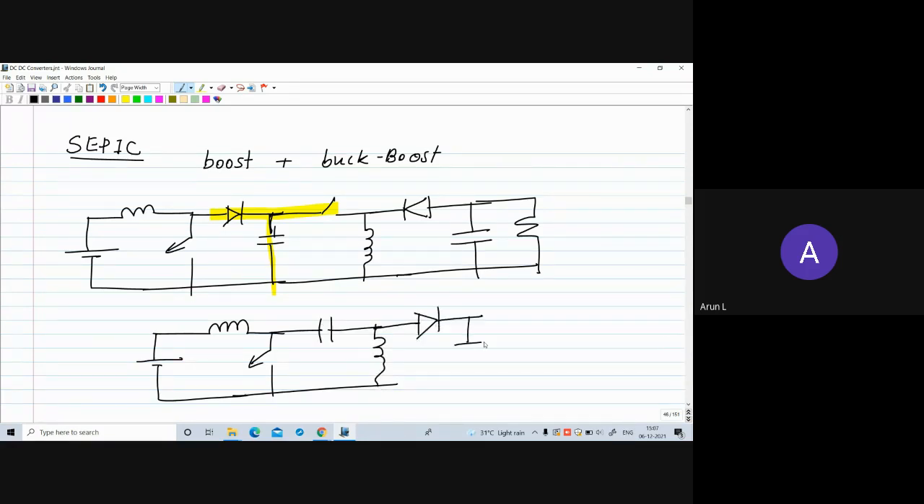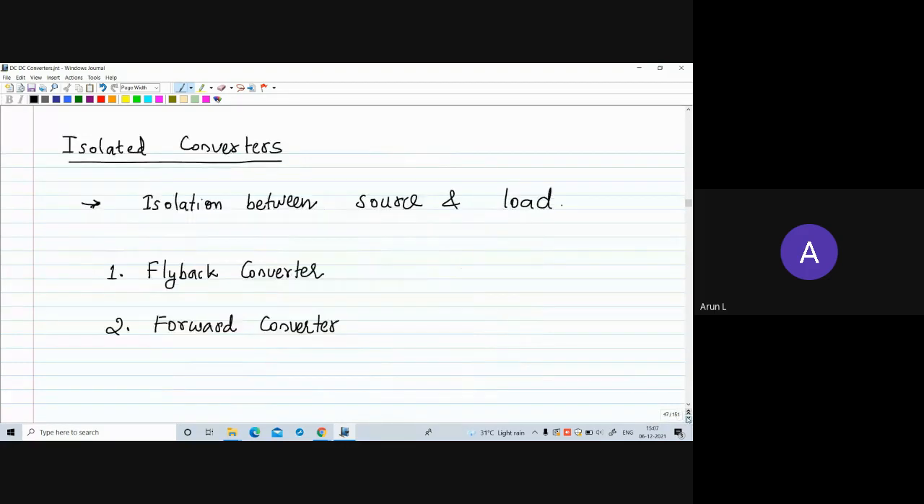So, flip the diode. This topology leads to something known as the SEPIC converter. Then there are many other converters which can be deduced from the fundamental converters. Okay, so these are the non-isolated converters. Now we will see isolated converters.